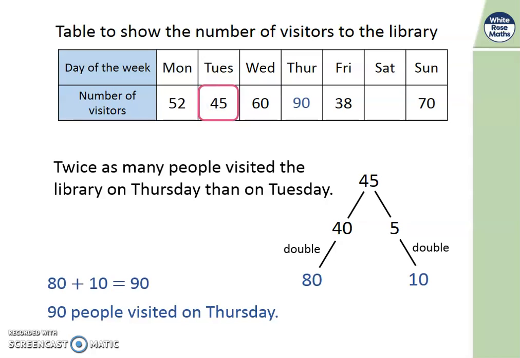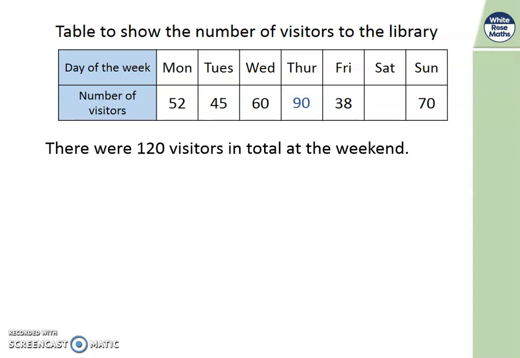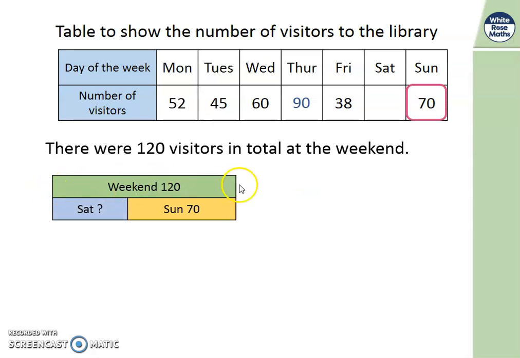Let's record it here. There were 120 visitors in total, that means added up, at the weekend. Which days are the weekend? We looked at this in yesterday's learning. Saturday and Sunday are the weekend, and we know that Sunday is 70. We need to work out what's left. So if there were 120 in total, on a bar chart, that would go like this. And Sunday is only part of that bar, so that's the 70. And we need to work out Saturday.